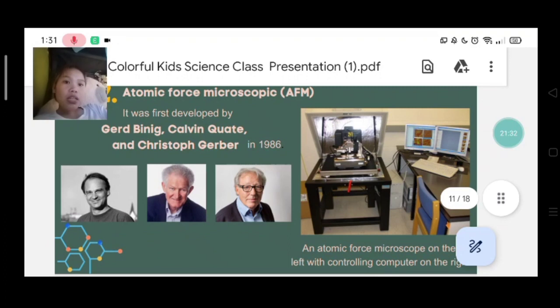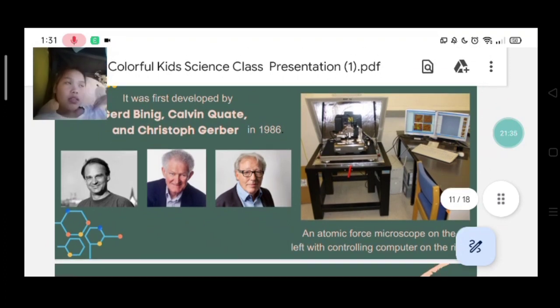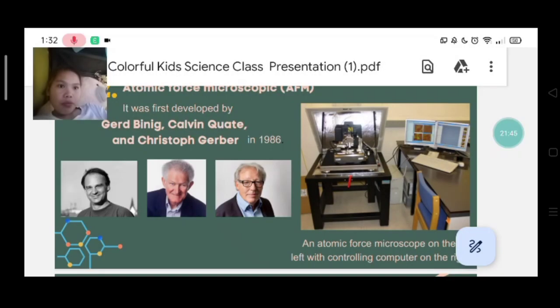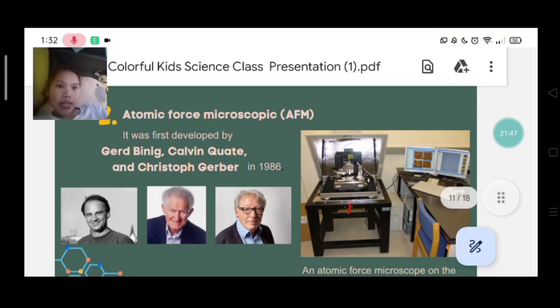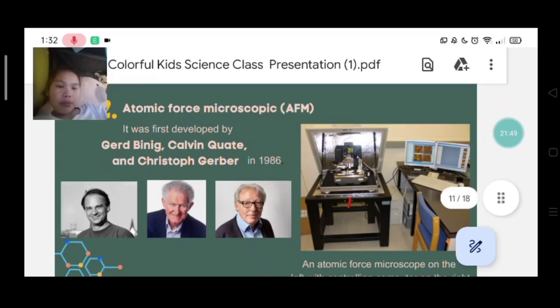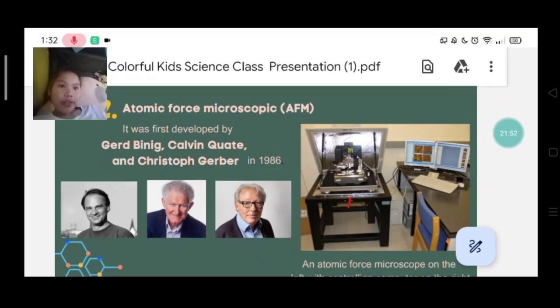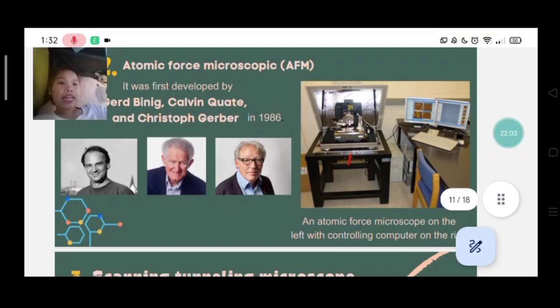Si Jerv Binig is a professor. Si Calvin Quate is an inventor. And si Christopher Gerber. These three persons here are the first to develop an atomic force microscope, which has a very high resolution of scanning.